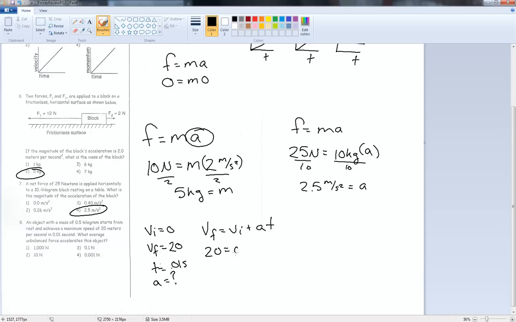And so 20 is equal to 0 plus A times 0.01. So 20 equals 0.01 A. Divide each side by 0.01. And I'm going to get that A equals 2,000. All right, so in the end we want to plug this in, get the force. So force equals mass. Now in this case the mass was 0.5. And the acceleration was 2,000. So the answer is going to be 1,000 newtons.